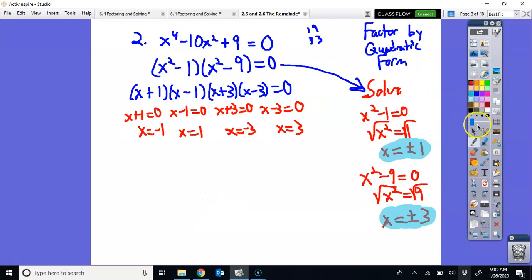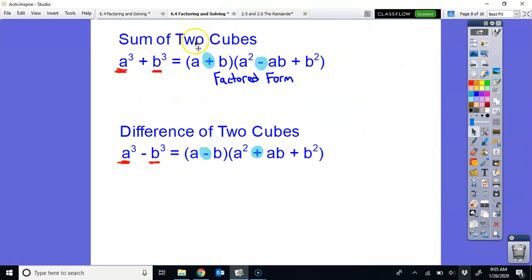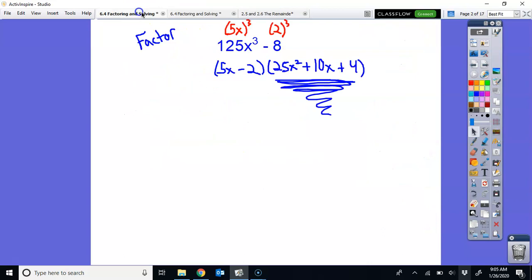So if you need to go back and review the sum of two cubes and difference of two cubes, remember there's another video on those. And I mentioned when you factor something like that, solving is going to be a lot more tricky because you're going to have to use the quadratic formula probably on something like this.